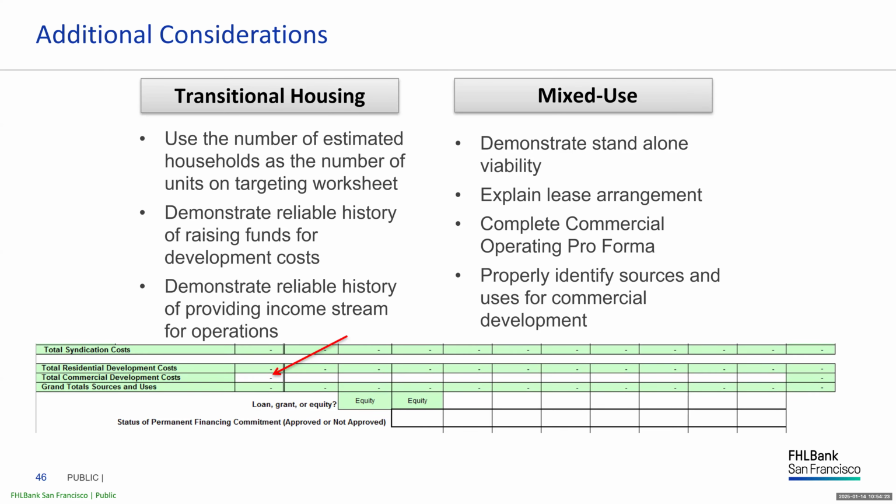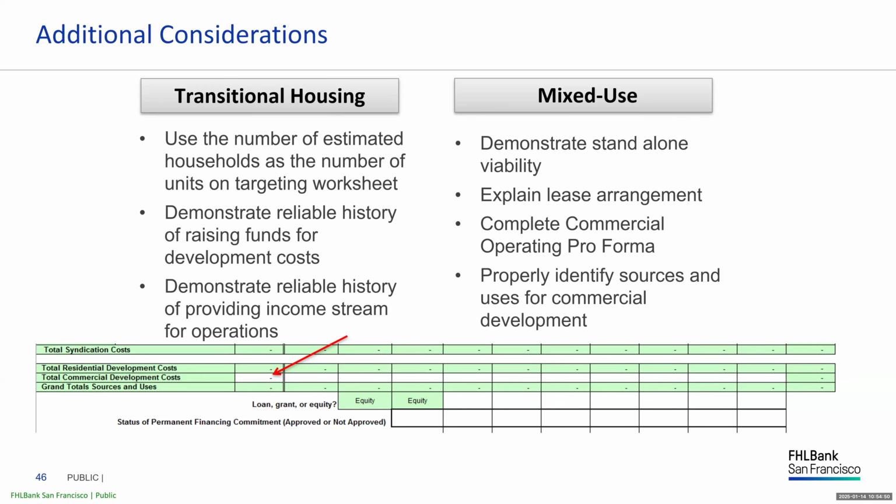Often the feasibility of these projects is based on donations, capital campaign fundraising, or other business revenue. We want these types of projects to demonstrate that they have a reliable history of raising the funds they need for development and have a reliable source of income to cover operational expenses. We consider 3 years to be reliable, so please upload 3 years of audited financial statements to the Evidence of Committed Financing folder if this applies to your project.